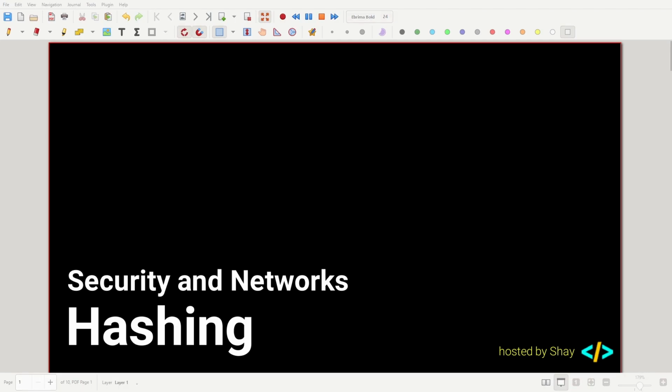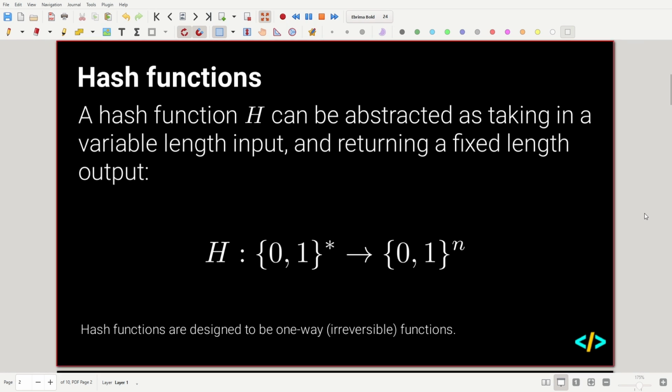Today we're going to be looking at hashing. It's quite a short topic because a lot of other topics involve hashing. So I'm just going to talk about the basics of hashing, hash functions, and a rough idea of the applications and what makes a good hash function. So we'll start with the definition of a hash function.